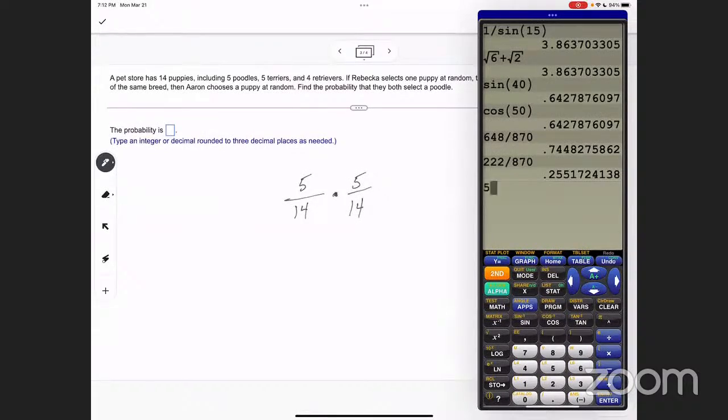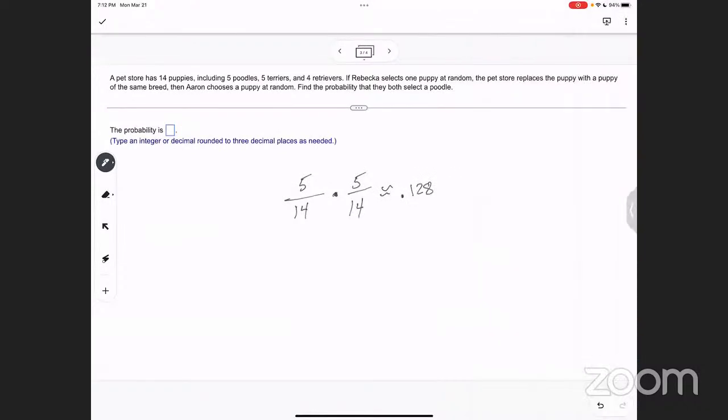5 squared basically divided by 14 squared. Round to 3 decimal places. 0.128 is the probability. Okay, makes sense how we did that? Yes.